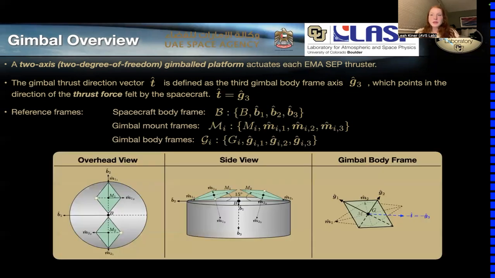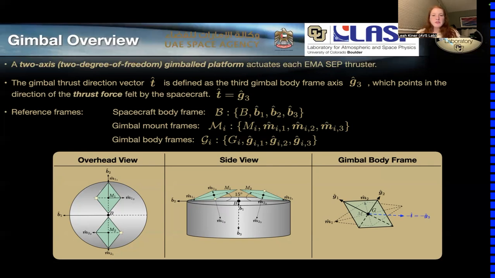And so there are 3 important reference frames for this problem setup. First, we have the spacecraft body frame B, and we can see that here, it's fixed to the rigid spacecraft hub in gray. And then we also have the mount frames of the gimbals M, which the gimbals actuate relative to, and these are fixed to the hub. And then we have the gimbal body frames G. So in this rightmost figure, we can see that the G frame is what's attached to the gimbals, which actuate with the gimbals relative to this hub fixed mount frame.